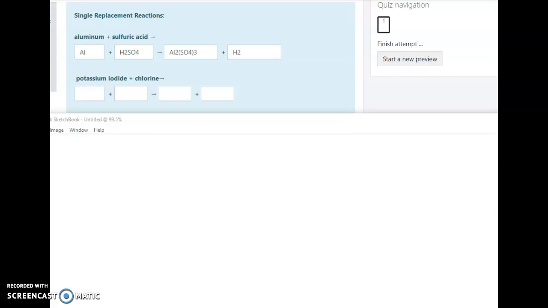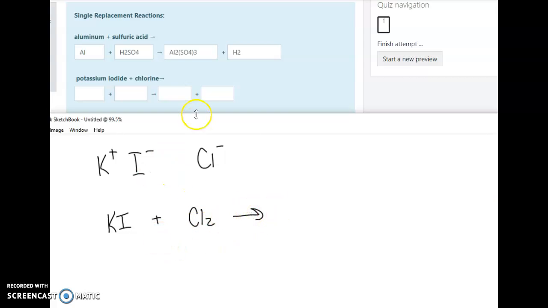Potassium iodide reacting with chlorine. Potassium iodide is potassium with an iodide. It's KI. Plus chlorine. Chloride ion is a Cl minus, but chlorine is a gas. So looking at that gas sheet, you'll see that chlorine is a Cl2.